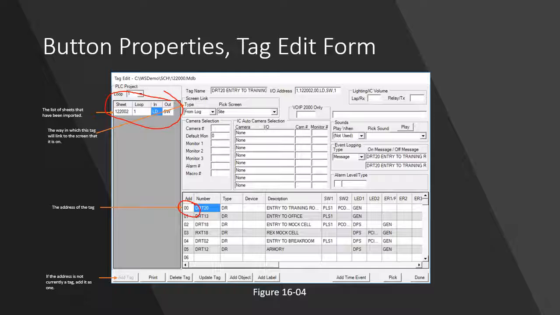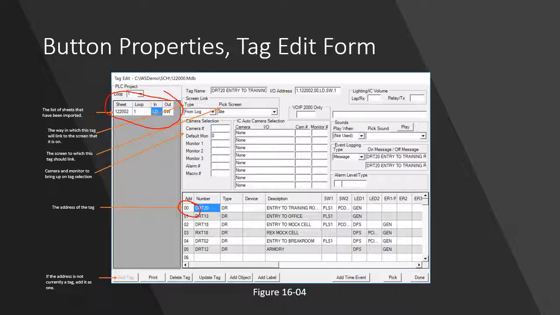Once you've done that, there are a number of settings you can do, one being the screen link. So if you want this object to link when it's clicked, or when the input comes in, you can pick the type to be on input. Normally it defaults to from log, so that if the operator selects the event from the log, then it links to a particular screen for that object. And then you can select the screen that it links to.